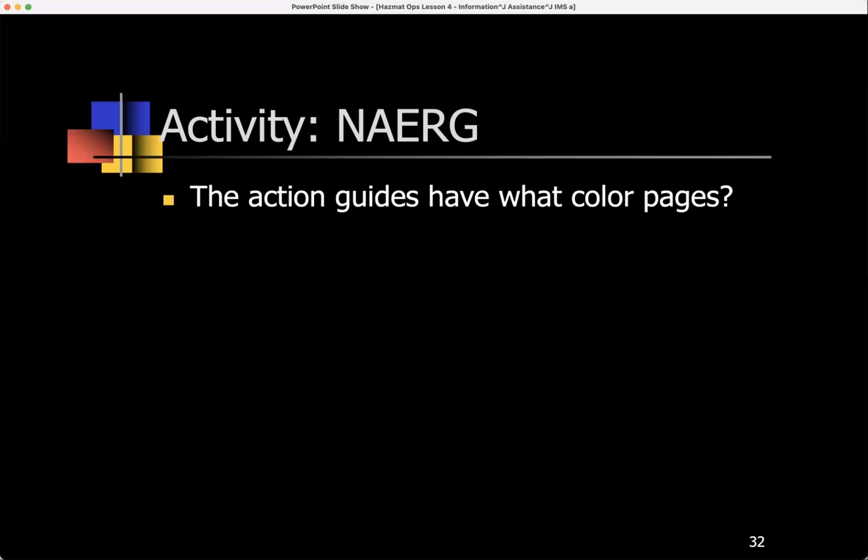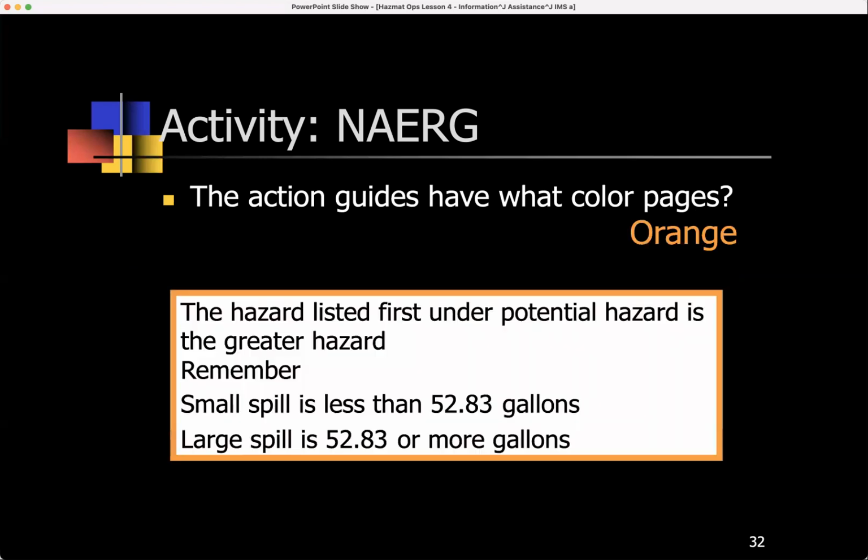The action guides are what color pages? They're orange. Keep in mind also that the hazard listed first under the potential hazard section is the greater hazard. So if it's health or fire or explosion, that's what's going to be listed first. That's what you need to protect for first. Also remember that a small spill is less than 52.83 gallons and a large spill is greater than 52.83 gallons.